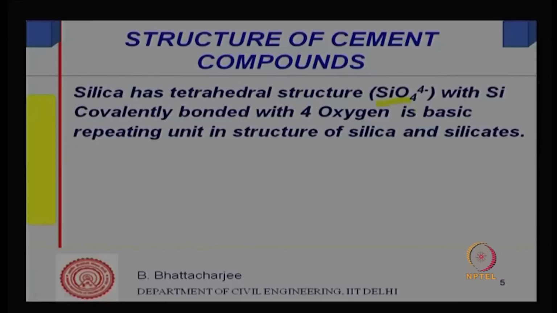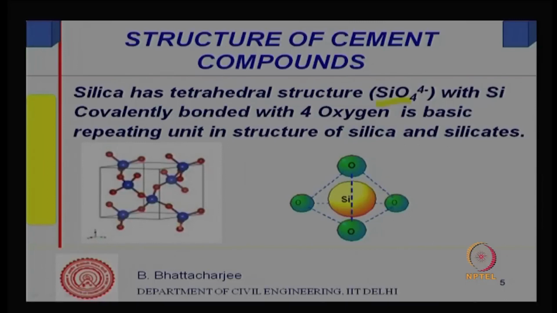So, silica has a tetrahedral structure like this. The silicon here, there are 4 oxygen atoms, they are covalently bonded with silicon atom, and it has got 4 negative balances existing in this one. The structure of silica therefore is something like this. The blue one is the silicon, with the red ones the oxygen. Here of course, the yellow one is the silicon and these 4 are the oxygen.